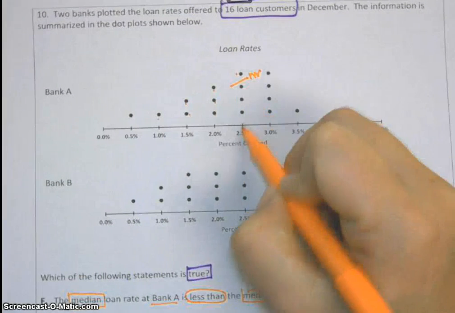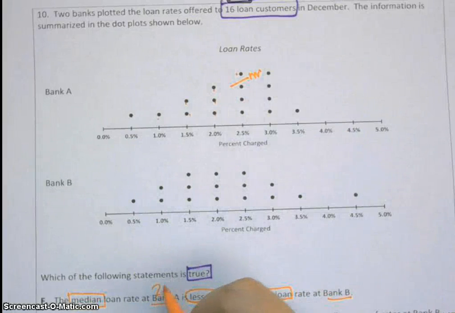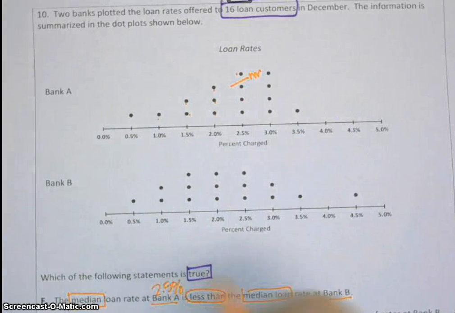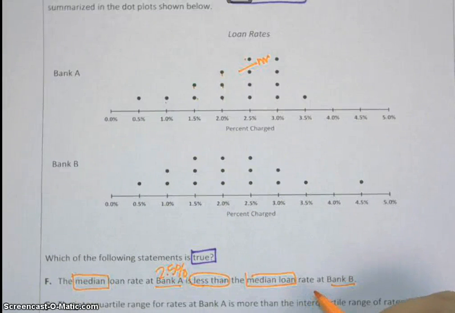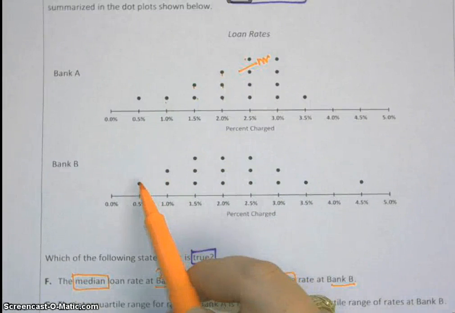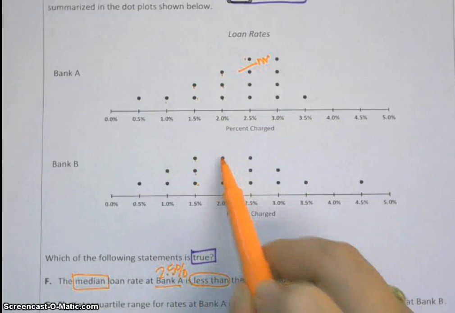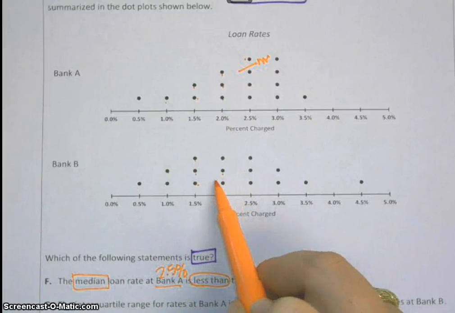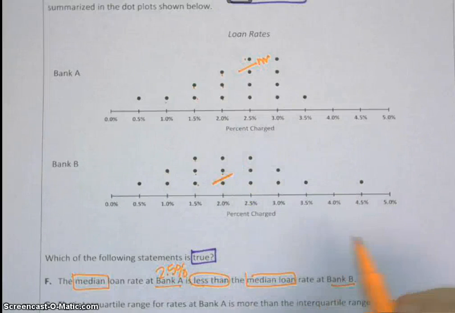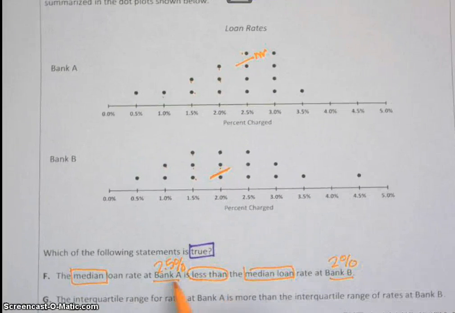Okay, my median then is 2.5 for Bank A, 2.5%. So I'm going to write that down there. Okay. Now I'm going to do the same thing for B. 1, 2, 3, 4, 5, 6, 7, 8. So it's going to be right here, which is going to be 2% for Bank B. So 2.5% is less than 2%? Don't think so. So that is not the correct answer.